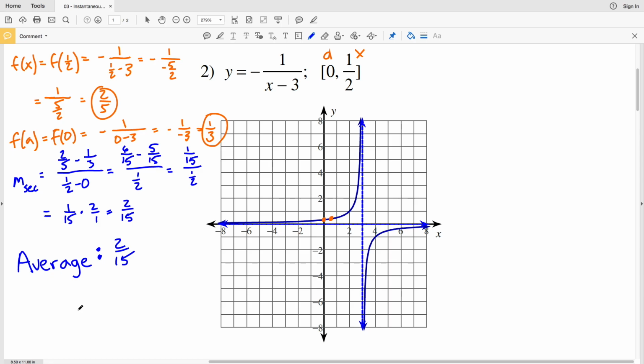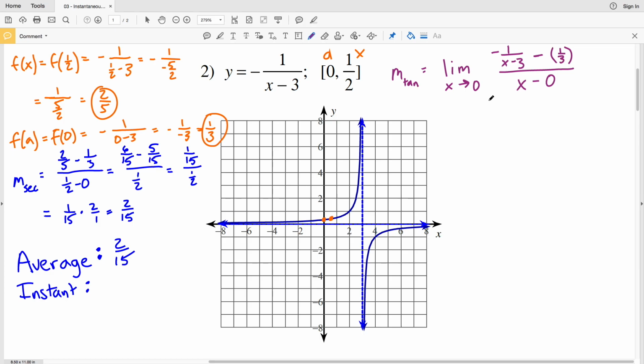Now I'm going to find the slope of my tangent line to get my instantaneous rate of change, which is the limit as x approaches a of f of x minus f of a all over x minus a. So this is going to be the limit as x approaches 0 of f of x, which we know is negative 1 over x minus 3, minus f of a, which we calculated to be 1/3, all over x minus a, x minus 0.